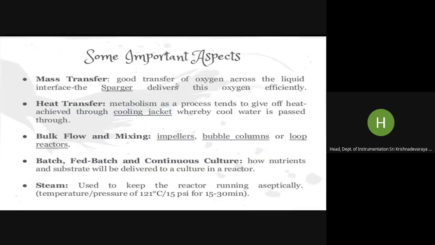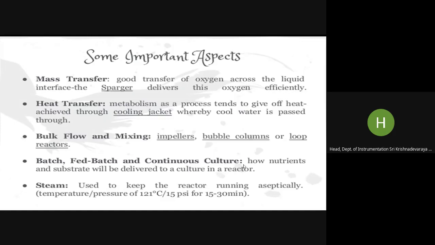There are some important aspects of penicillin production. You have to maintain very good transfer of oxygen across the liquid interface. That's very important because it's an aerobic fermentation. Heat transfer: metabolism as a process tends to give off heat, which is handled through a cooling jacket, whereby cool water is passed through in order to maintain the temperature. Bulk flow and mixing is achieved by impellers, bubble columns, batch and continuous culture.